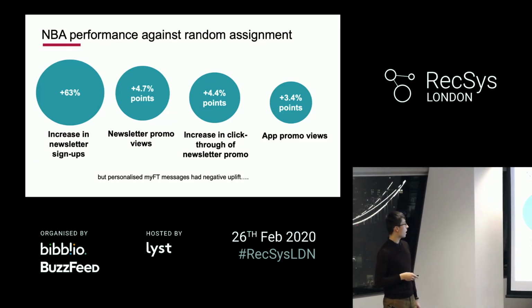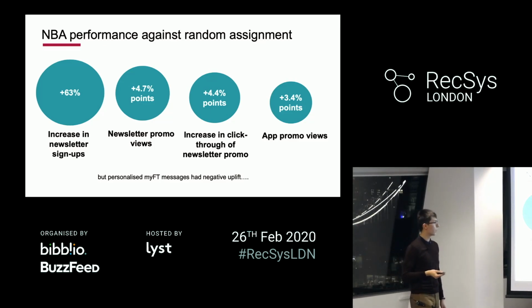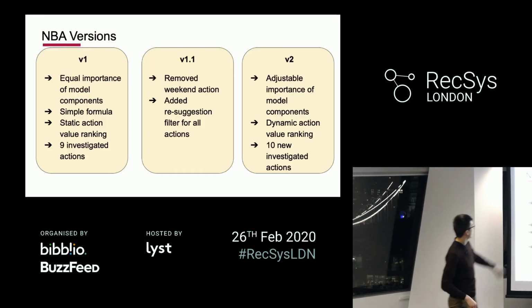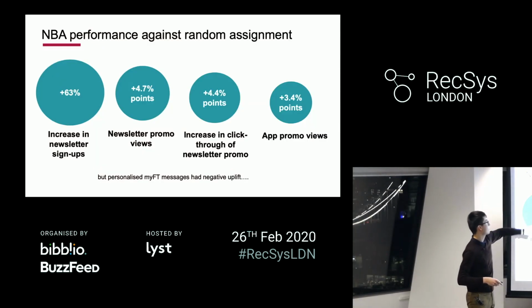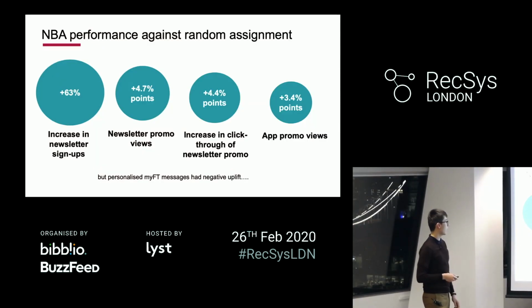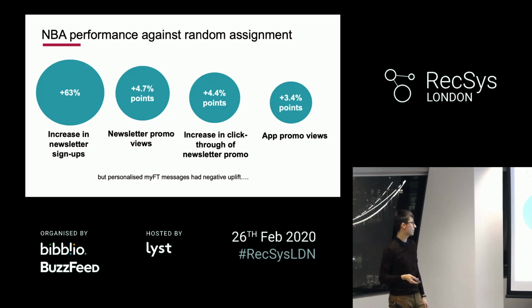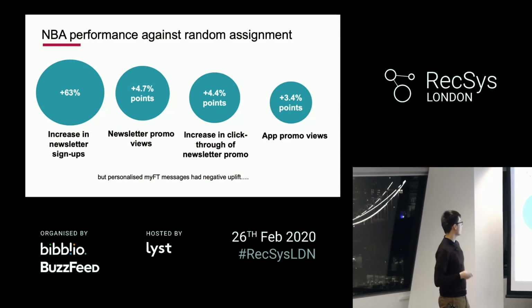Here is the result of how effective our recommender system is. It was an A/B test, which we conducted based on checking the first version versus the random assignment of an action. And we have seen great results. These are the statistically significant results.